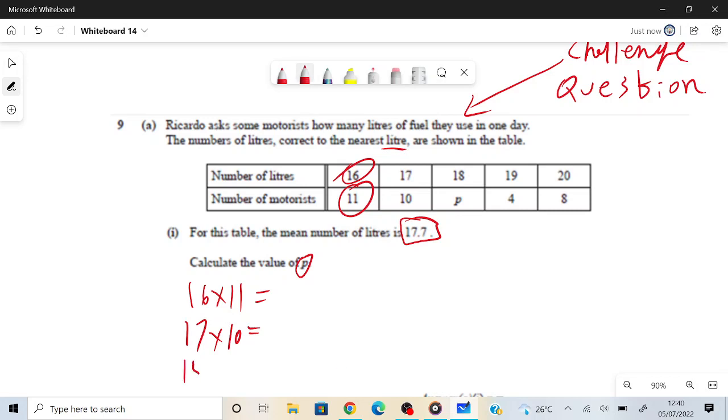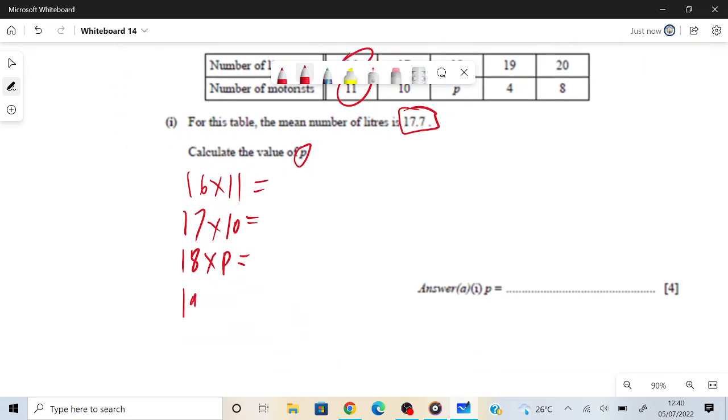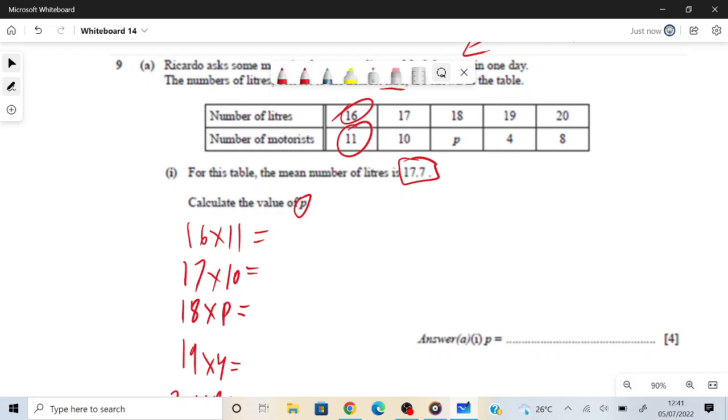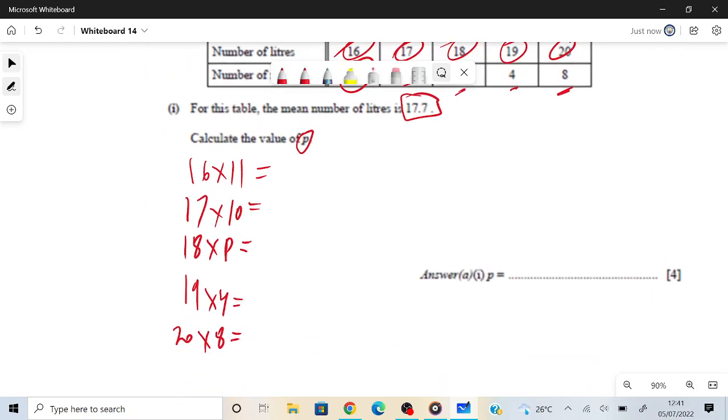Then it would be 18 times P. Then 19 times 4. And then lastly 20 times 8. So all I did is take the number of liters on top and multiply it with the corresponding number of motorists. Doing this in your calculator or mentally, 16 times 11 is 176, 17 times 10 is 170, 18 times P is 18P, 19 times 4 is 76, and 20 times 8 is 160.